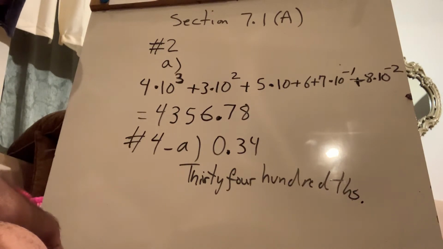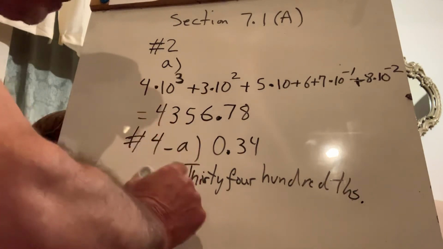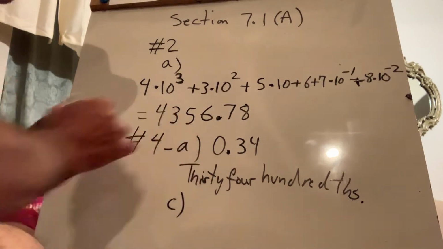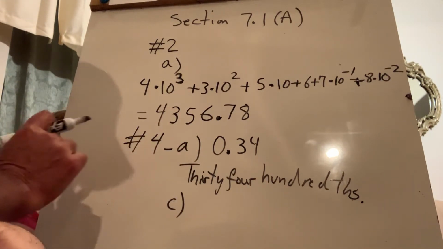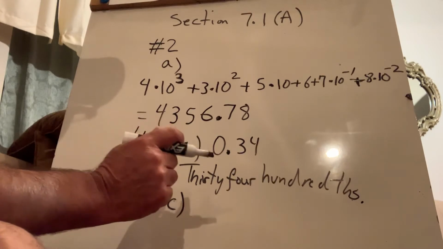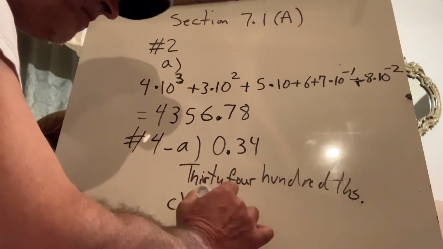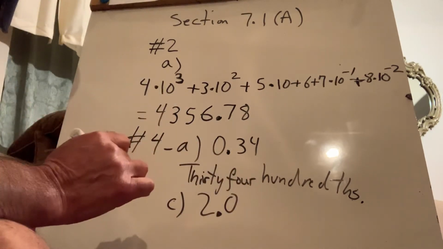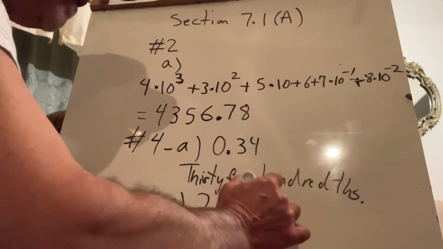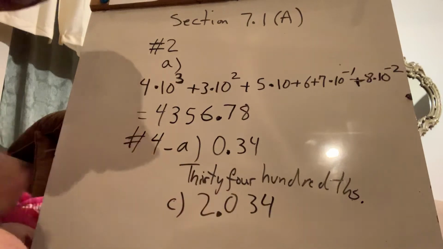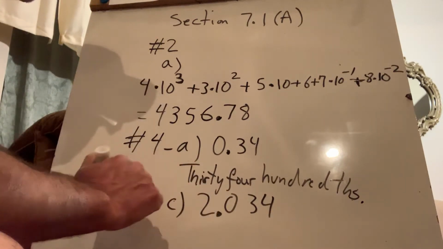Let me just do one more real quick from part C of the same number 4, and then I'll go ahead and shut this video down and do another one on the next couple of problems. So part C, you have 2.034. So how do you write that in words?